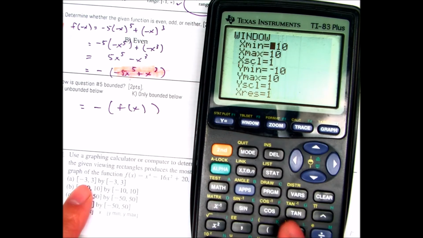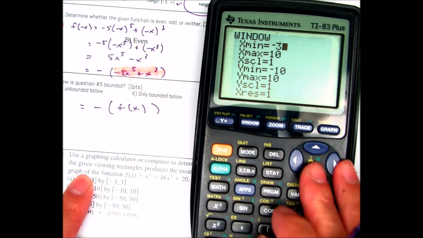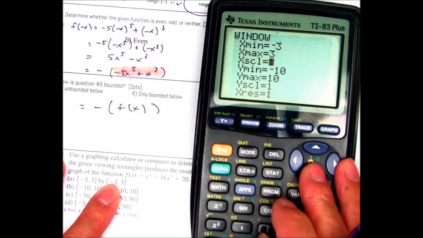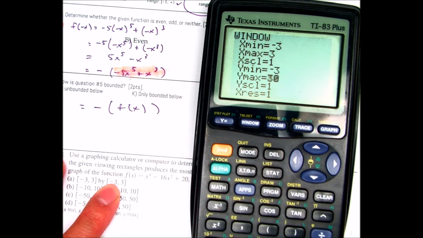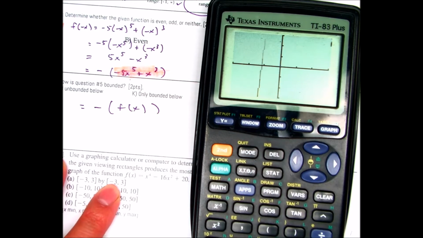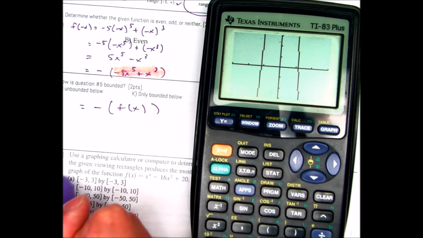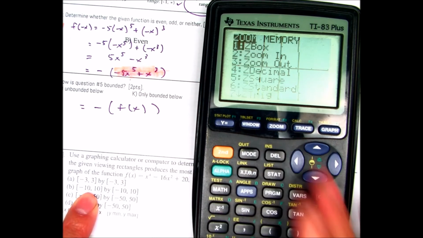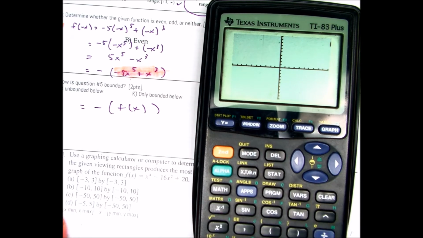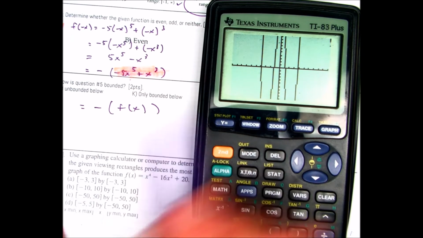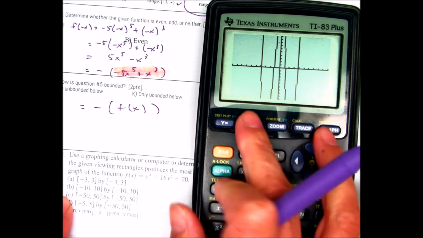So if you change the window here, this is an x minimum, x maximum, so -3 to 3, -3 to 3. Press graph. What that graph did is it actually zoomed in and it made it worse. Okay, so that one doesn't work. And if you do zoom 6, that's a -10 to 10. I can't see all of the graph. Let's try -50 to 50.